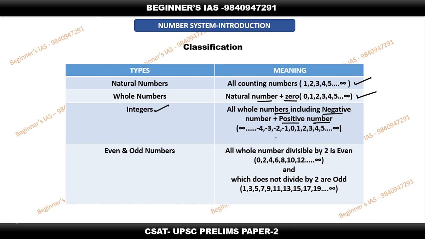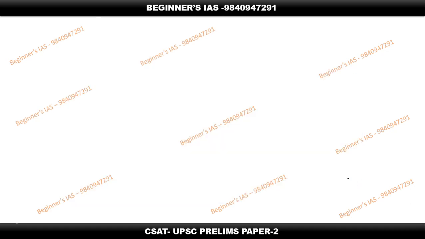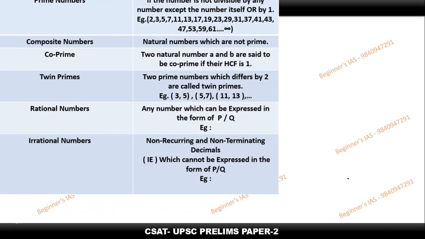Here I am giving you an example. Then even and odd number. Remember, the whole number which is divisible by 2 is nothing but the even number. Which is not divisible by 2, namely we call them as an odd number. After this, we do have some other classifications.